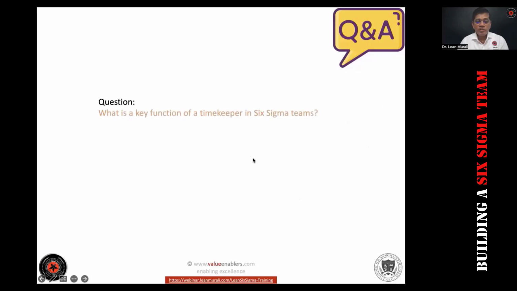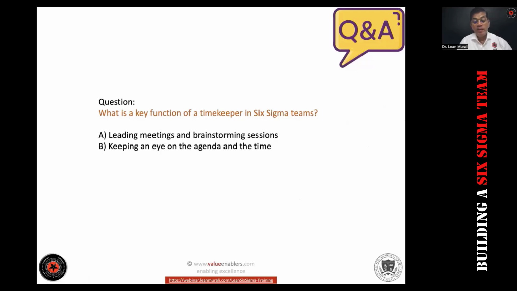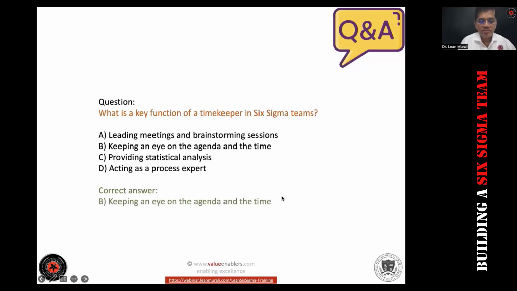I think last 2 questions. What is the key function of a timekeeper in Six Sigma teams? Leading meetings and brainstorming sessions. Keeping an eye on the agenda and time. Providing statistical analysis and acting as an expert. Simplest of questions, right? Of course, this is a very simple one.